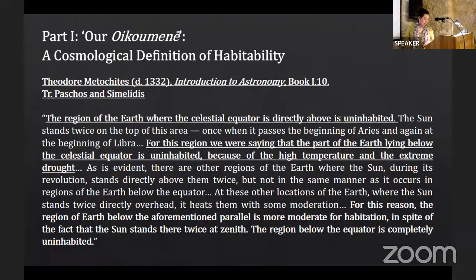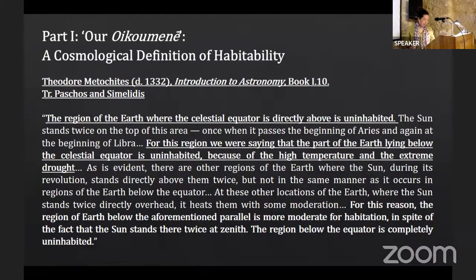A geographical location here is explained in terms of celestial coordinates. In this case, the alignment of the terrestrial and the celestial equator. The region located just below the celestial equator is what elsewhere would be referred to as the torrid zone and therefore uninhabitable. Habitability is a function of the sun's movement around the earth, and the localization of habitable and uninhabitable zones is described in this way at a universal scale.